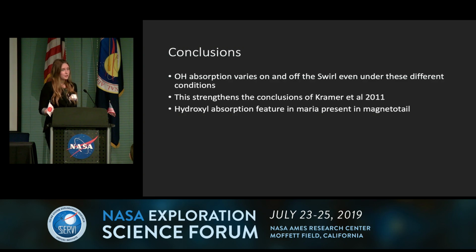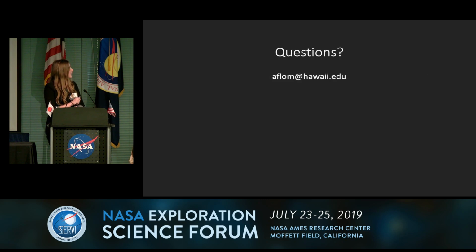So in conclusion, we found that the water and hydroxyl band was stronger in the surrounding maria than it was on the swirl, which was consistent with those Moon Mineralogy Mapper results that I showed you before, and that strengthens the conclusions of Kramer et al. 2011. That feature was present even when we were in the magnetotail making observations. Can I answer any questions?